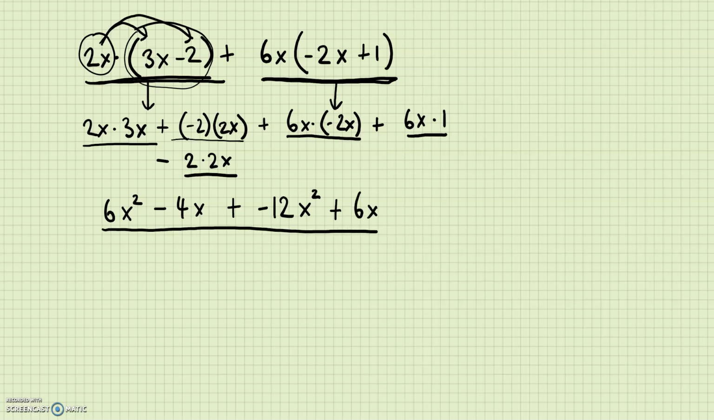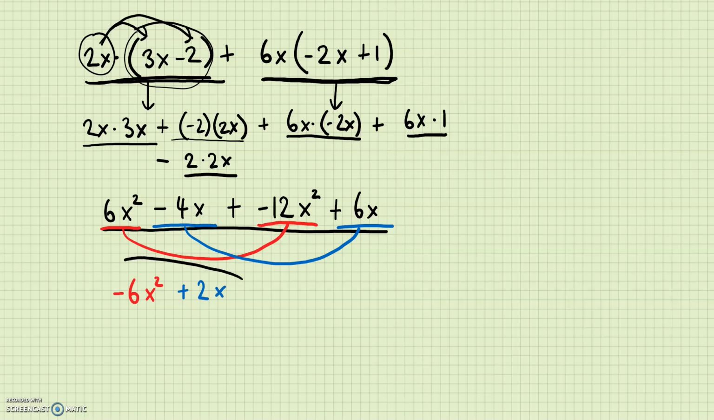Now, are there any terms that we can combine here? And it turns out, yes. We have these two terms that are like terms. So we combine these two. And you get 6x squared minus 12x squared. 6 minus 12 is negative 6x squared. And we combine these two. Negative 4 plus 6 is positive 2x. So this would be our answer.